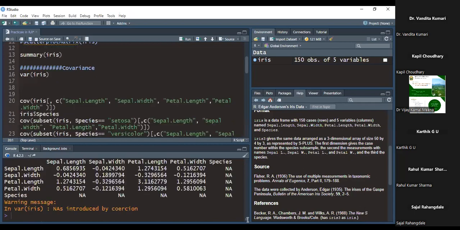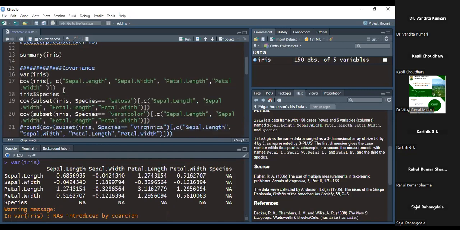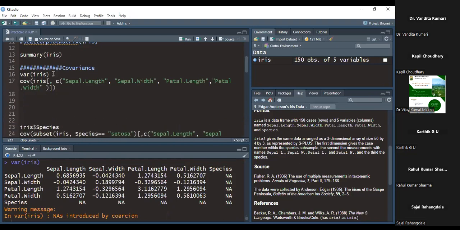This is the result when I ran this. What we find is that the covariance matrix has been obtained, but for Species it's showing NA because Species is in the form of categories. So you can't find the variance-covariance matrix of that. Instead of that, we are going to use this function, the covariance function.